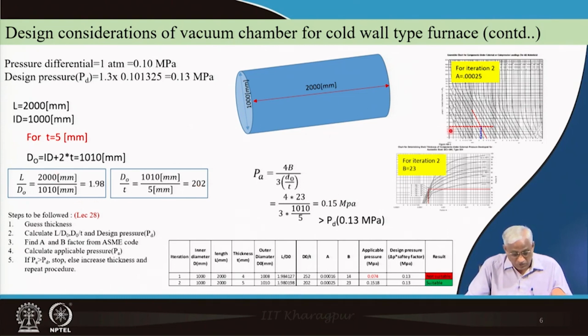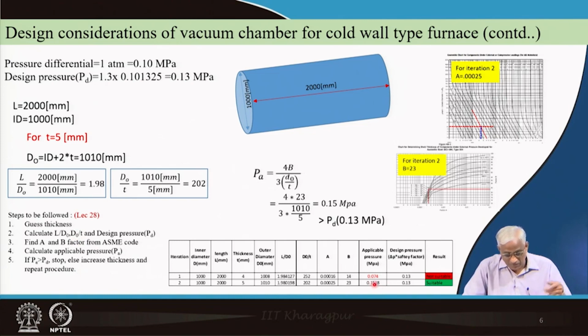So, this 1.98, you go here for that 202 line and get one factor, a dimensionless factor called A. Once you get that factor, that geometry part is over. Now, go to the material properties and temperature of operation, etc. More important, because these are furnaces. Temperatures are not always room temperature. Go to those temperatures. In cold wall, it is mostly room temperature. So, you can use the same formula which we have used in lecture 28, 4B by 3 D naught by T. This B factor is obtained from this second curve after getting the A factor from the geometry considerations. We have seen in lecture 28, you follow the same steps.